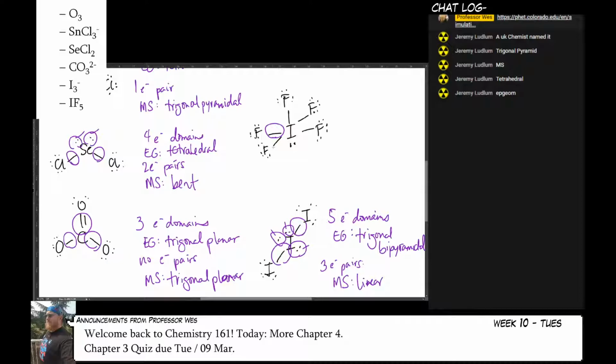And again, electron domains around the central atom. So there's 6 electron domains here. So the electron geometry will be octahedral. And of those 6, one of them is an electron pair. So the molecular shape will be square pyramidal.